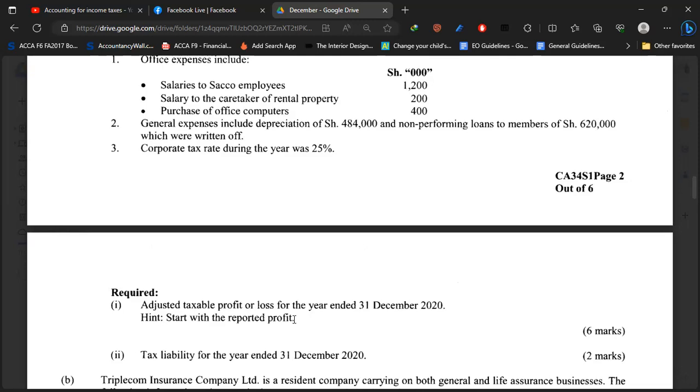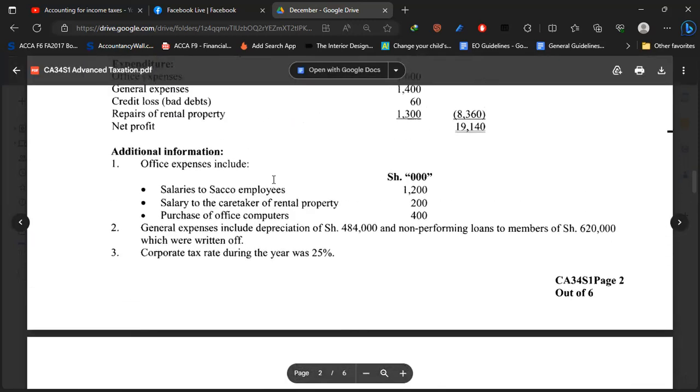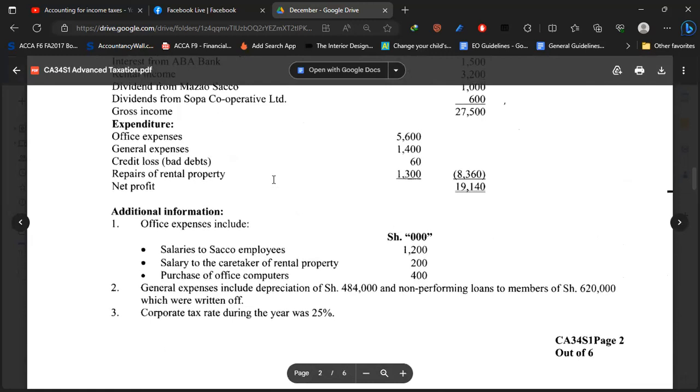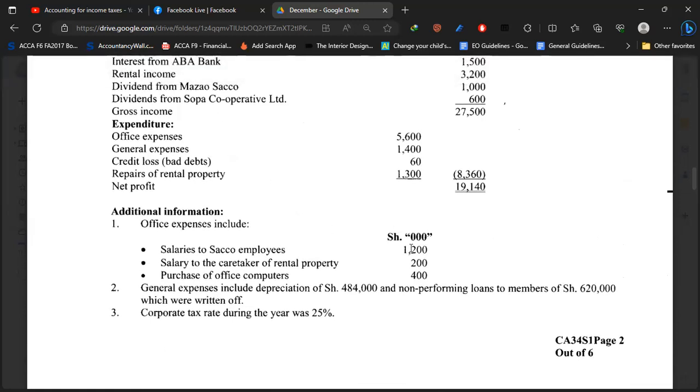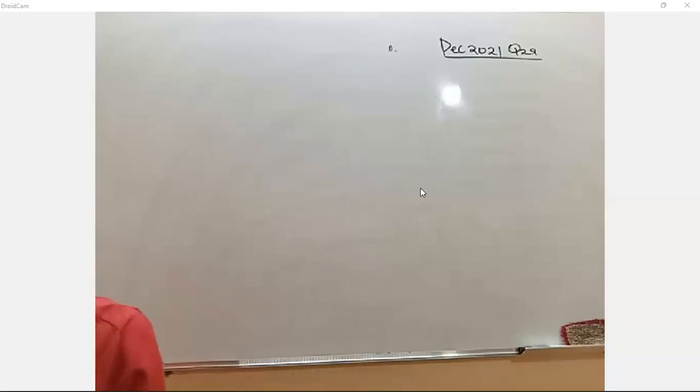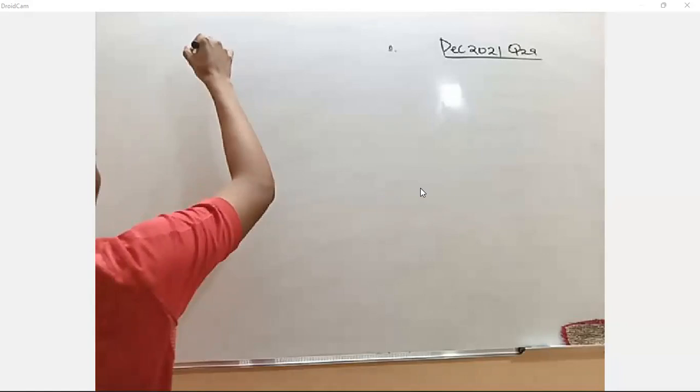I can see that already the examiner has given you a hint. We cannot do our question how we have done our previous question. So we have been told to come up with adjusted taxable profit or loss for that certain year. And we are going to be starting with our reported profits because the net profit provided is 19,140. So I don't want you to have a question why we are starting this question differently from the one we have done. Now, in that case, let me just write my title. We are writing Msani Sacco Limited.